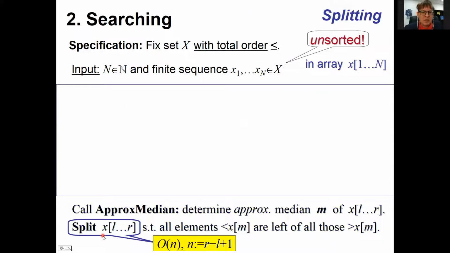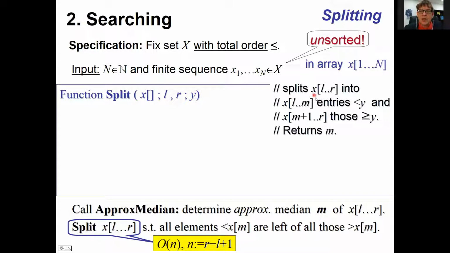So here it is, the algorithm for splitting. Remember the specification of that algorithm. It receives as input an array, the indices of the subarray, and the element where to split. And it will put all entries which are smaller than that element into a left part, and all that are greater or equal into the right part.